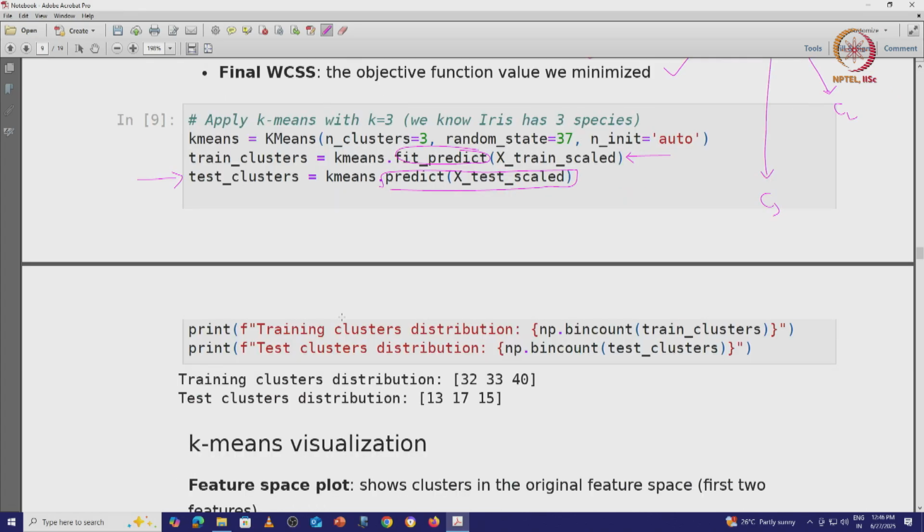Okay, so these are the points in every cluster: 32, 33 and 40 in the test set, and then in the train these are the number of points in every cluster, which we are doing through this bin count on the train clusters and the test clusters, and this is available in the NumPy package.